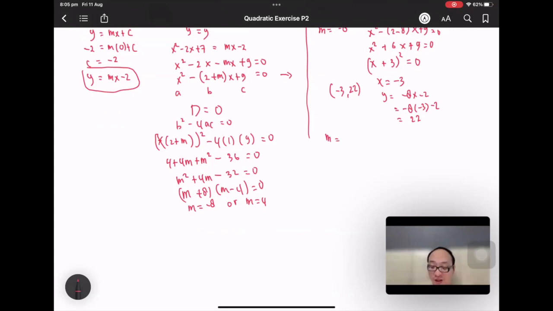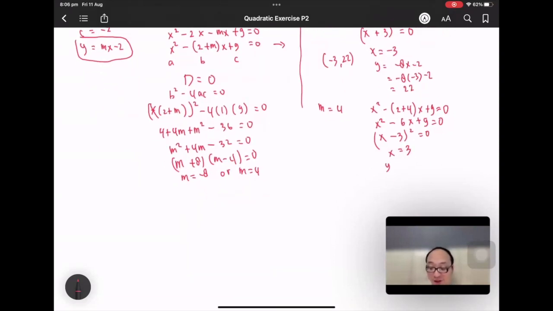Then for m equals 4, I will have x squared minus (2 plus 4)x plus 9 equals 0. So x squared minus 6x plus 9 equals 0. So (x minus 3) squared equals 0. So x equals 3. Then find y using the same line: 4x minus 2. So 4 times 3 minus 2 equals 10. So the coordinates are (3, 10).